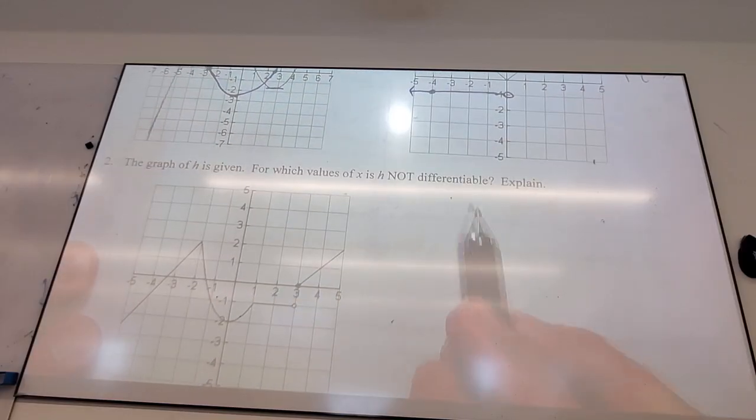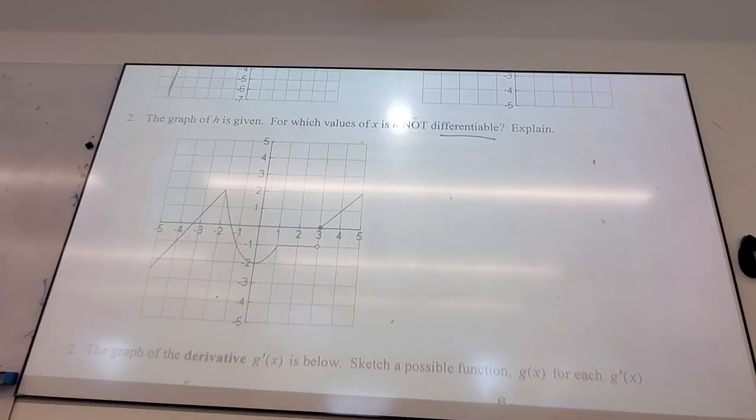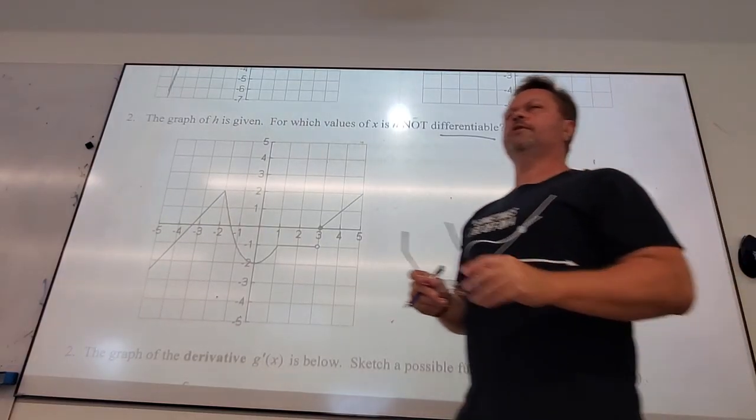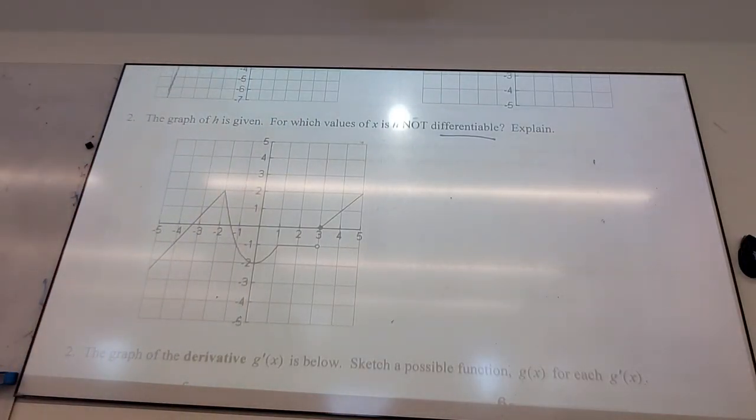Oh, talking about differentiable. Can you guys see where the graph just has issues? Just automatically, where does it have continuity issues? At 3. So if there's any continuity issues, that's automatically not differentiable. So it's not differentiable at 3 because the function is discontinuous there.